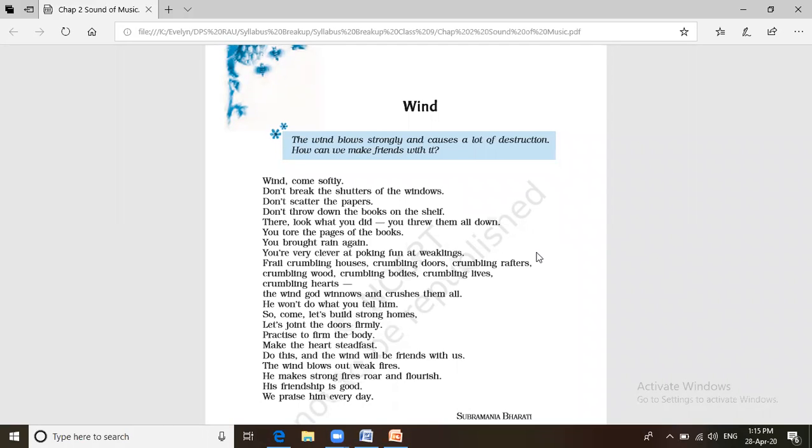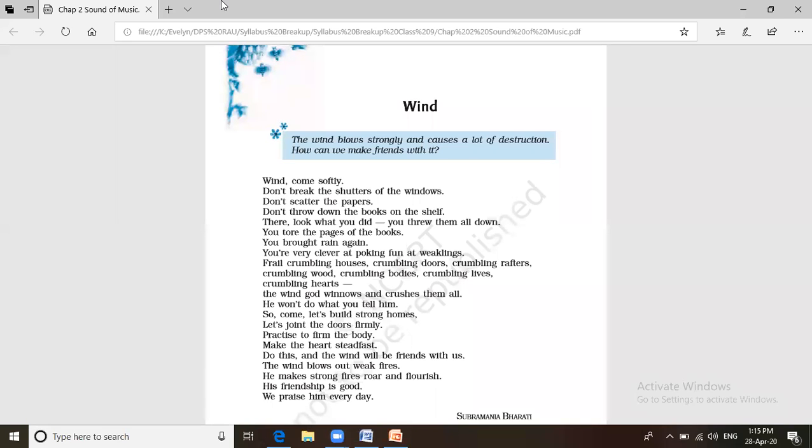It means that the houses are... Read the lines first, and only then answer. I've asked you to answer. In these lines, Subramanya Bharati is telling that frail crumbling houses, crumbling doors, crumbling rafters, crumbling woods, crumbling bodies, crumbling lives, crumbling hearts. The wind god winnows and crushes them all. No, don't come to these lines. Only from "frail" till "hearts".